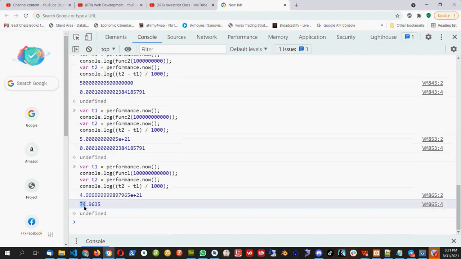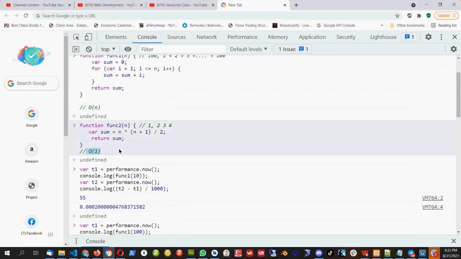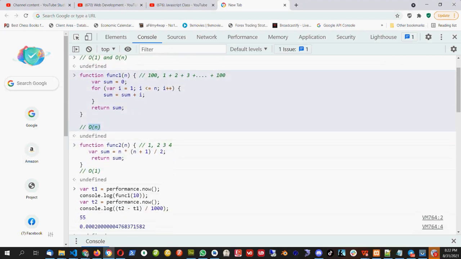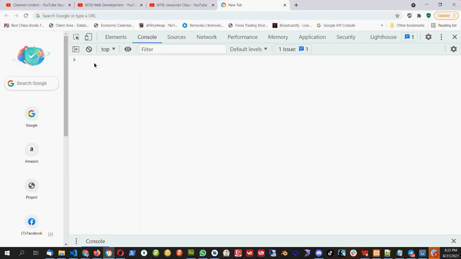Okay, now I got 74 seconds. So we got 74 seconds here and here we got 0.001 seconds. So this is the comparison showing that O(1) is much better than O(n). Okay, so those are the two things I wanted to tell you. Now I will give you one problem. You have to tell me what kind of big O notation it is. So this is the task.